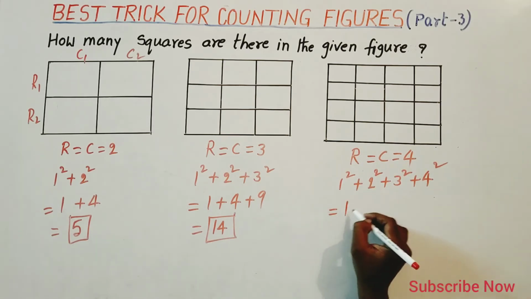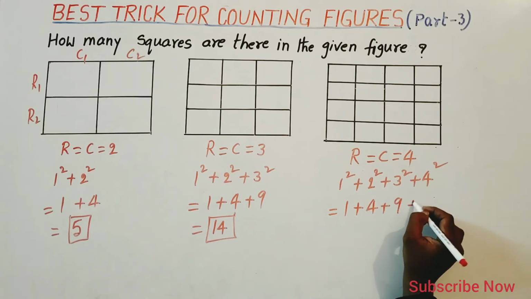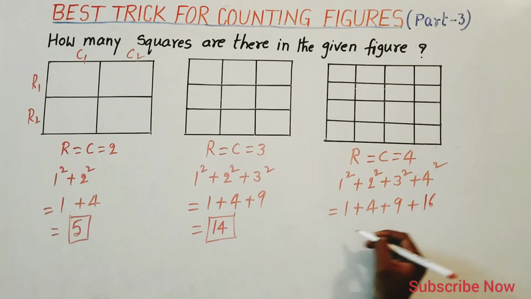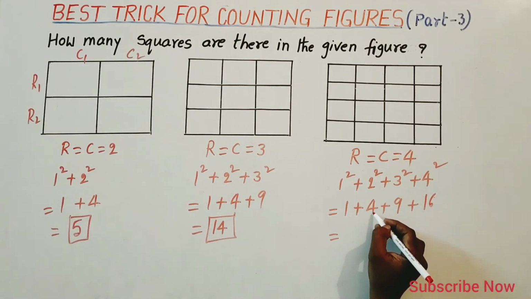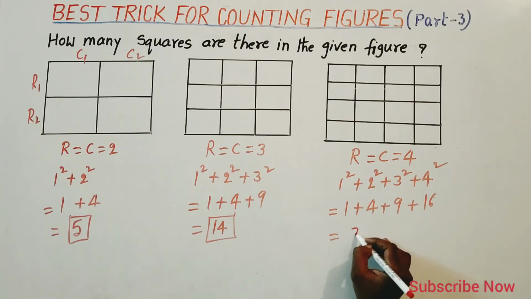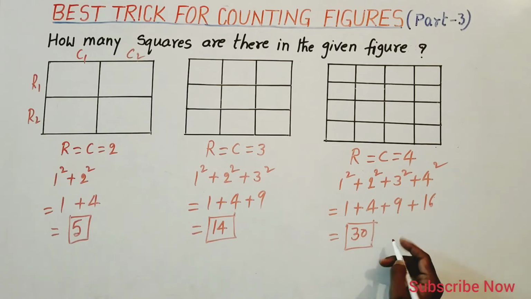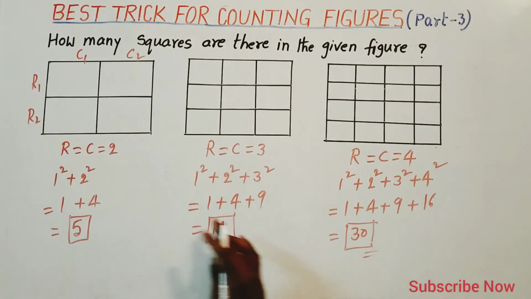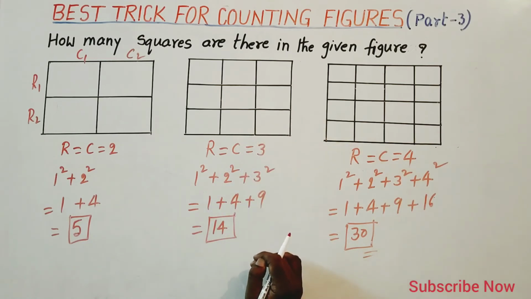So 1 square is 1 plus 2 square 4 plus 3 square 9 plus 4 square 16. So 16 plus 9, 25. 25 plus 4, 29. 29 plus 1, 30. Therefore in this diagram there are totally 30 squares. So if you follow this simple trick, you can find the number of squares in the given diagram.